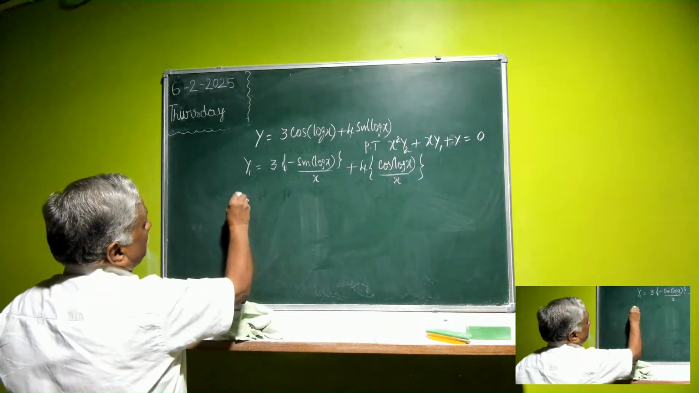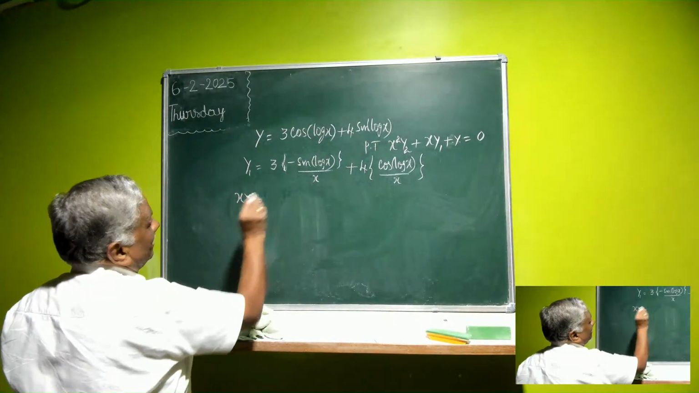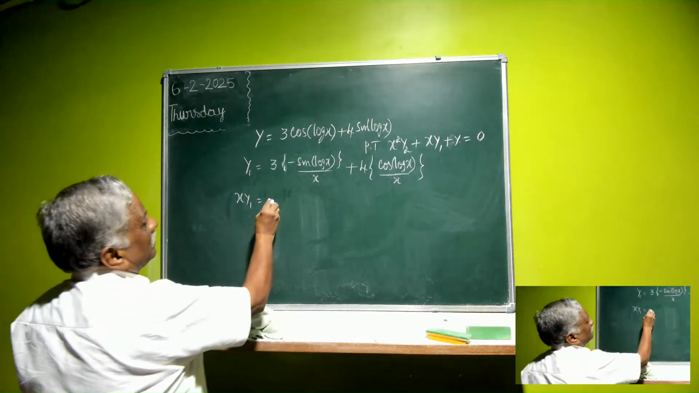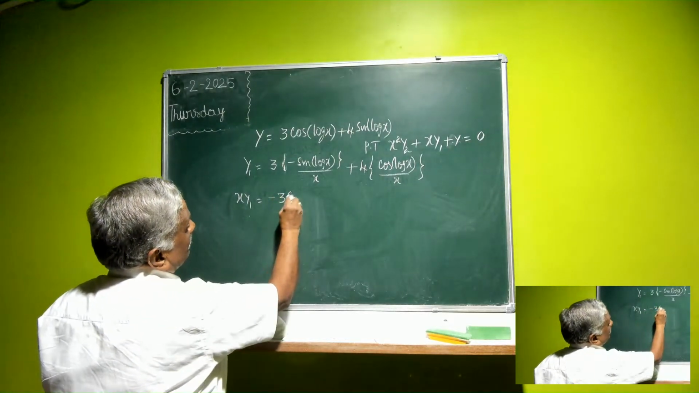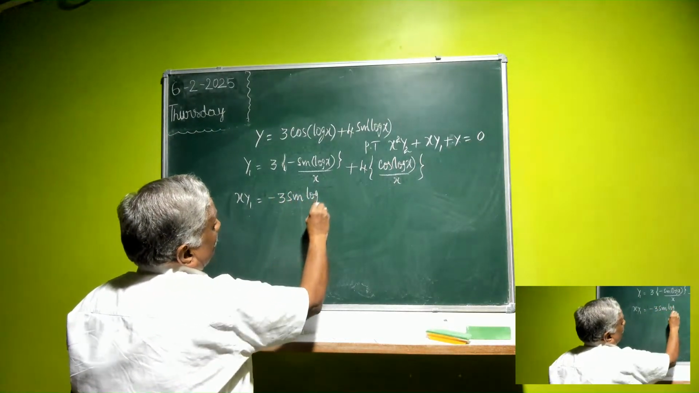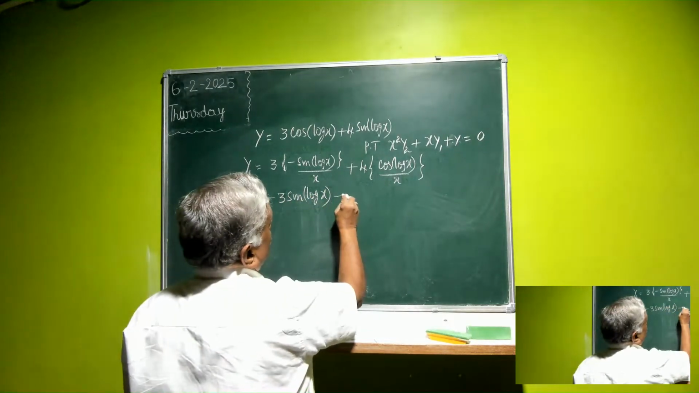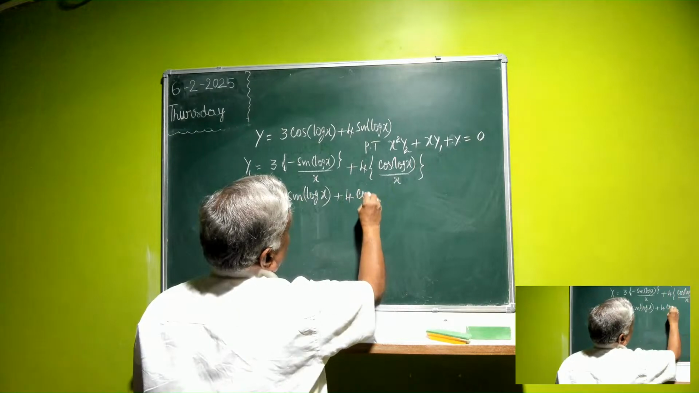And next, multiply it through by x, or shift x to the left hand side. You get minus 3 sin log x plus 4 cos log x.